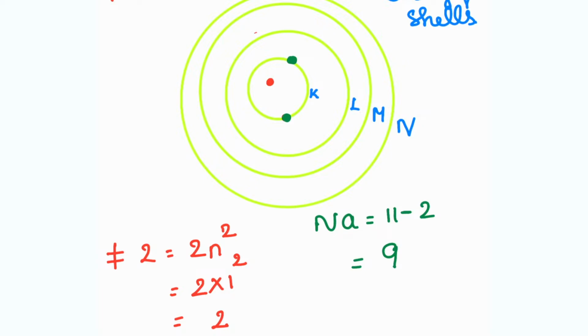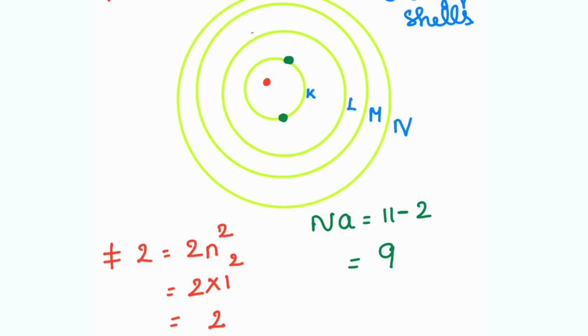All right. Now I have to arrange the shells in the second level. That is 2n squared. You have 2 times 2 squared, that is 8. So I can arrange only 8 in the next shell. So I am going to distribute 8. 1, 2, 3, 4, 5, 6, 7, 8. So I've already distributed 8. So I am left with only 1 electron, which I am going to place in the outermost shell.